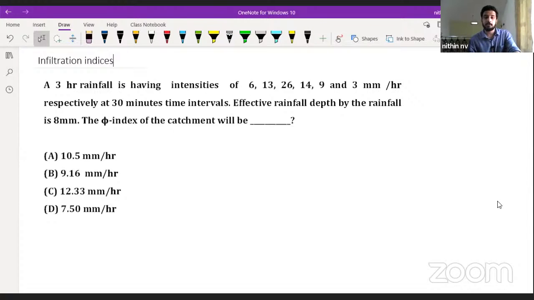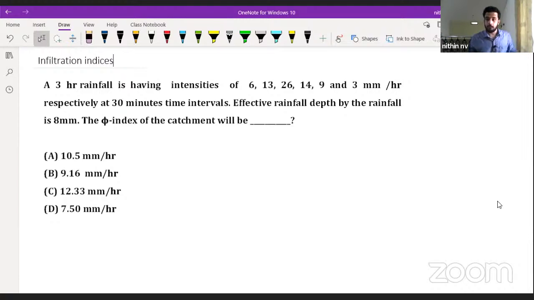So try to solve it. Please let me know if you have any problem with the font size and all. Yes, I hope you have taken down the data. Data is nothing, only a few values we have to note down. Phi index calculation is very easy. Are you getting the answer by this time? 30 seconds is enough actually to calculate the phi index.